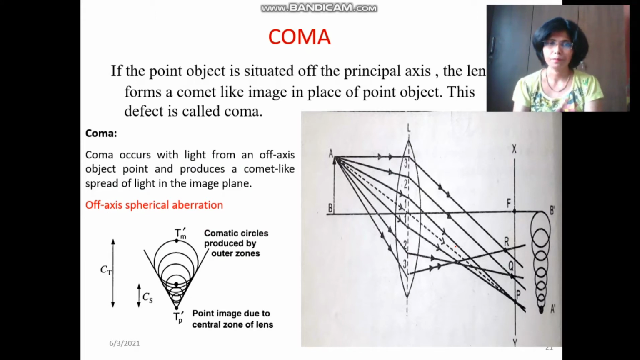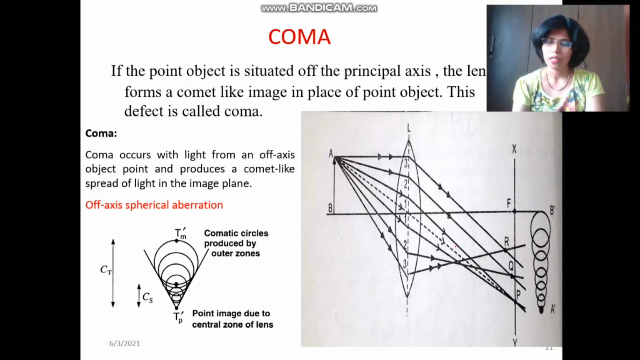Friends, if the point object is situated off the principal axis, the lens forms a comet-like image in place of a point image. This type of defect in the image is called coma. Now, this figure illustrates the presence of coma in the image due to the point object situated off the axis of the lens.